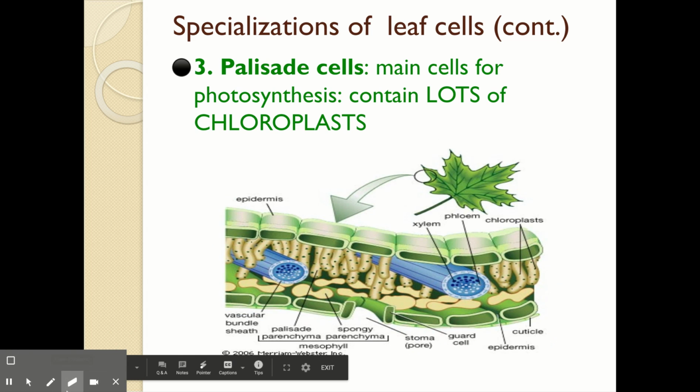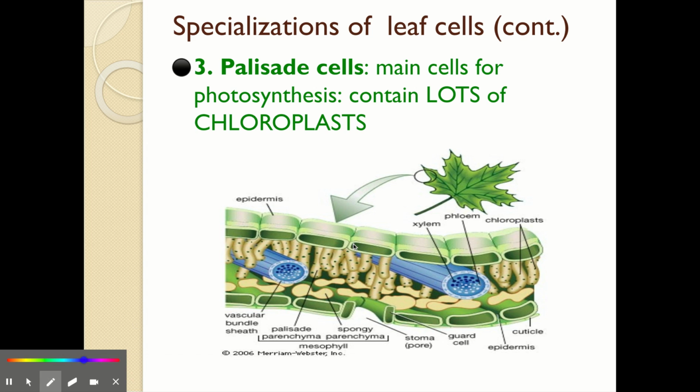All right, the palisade cells. So these guys are right here. They're the main cells for photosynthesis. Not the only, but the main ones. They contain a lot of chloroplasts, and we know chloroplasts have chlorophyll in them, in a green leaf specifically, and their job is to collect that sunlight. And once you collect that sunlight, your photosynthesis can occur.